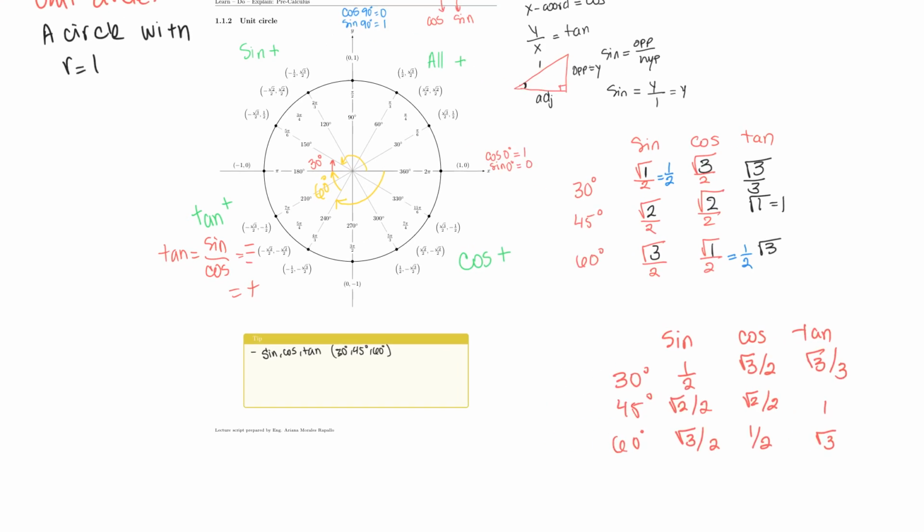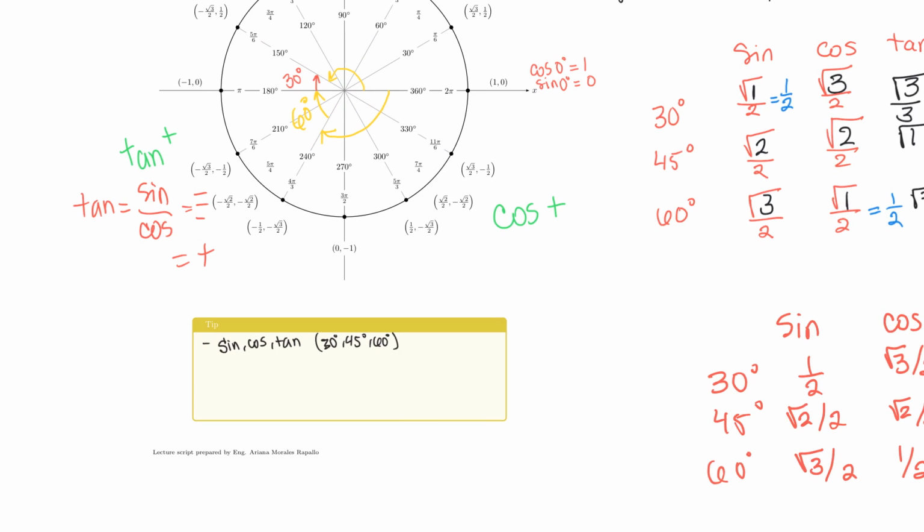Then you need to know the sign in every quadrant. So we know that in the first quadrant, all are positive. Then the second quadrant, only sine is positive. Then the third quadrant, only tangent is positive. And the fourth quadrant, only cosine is positive.